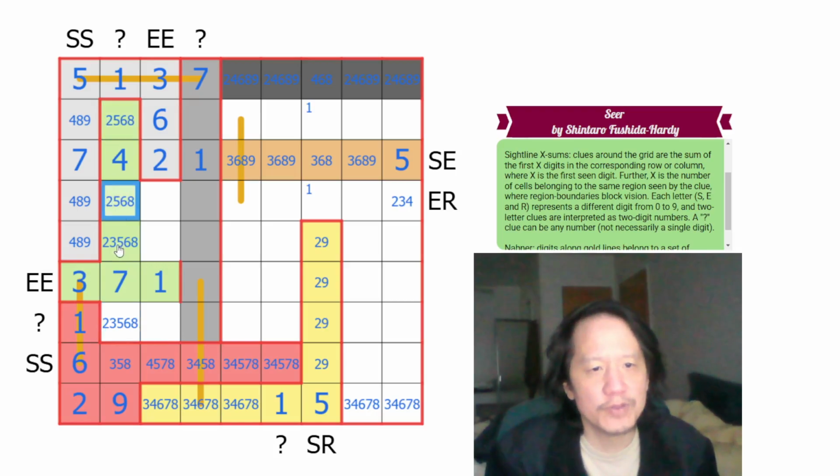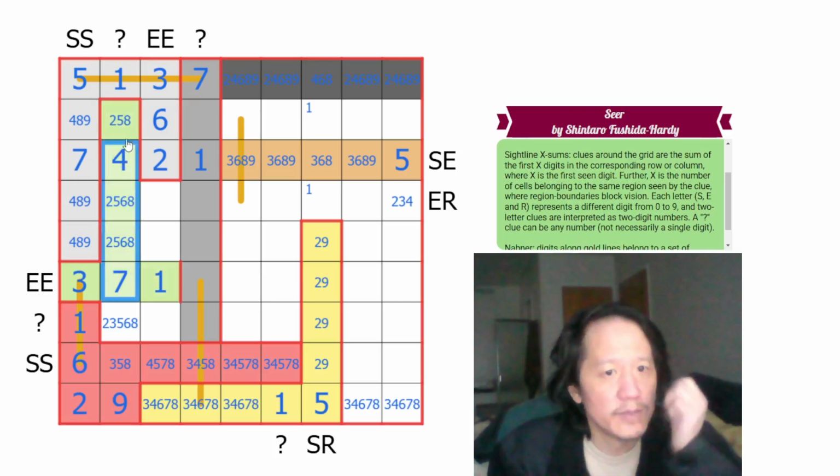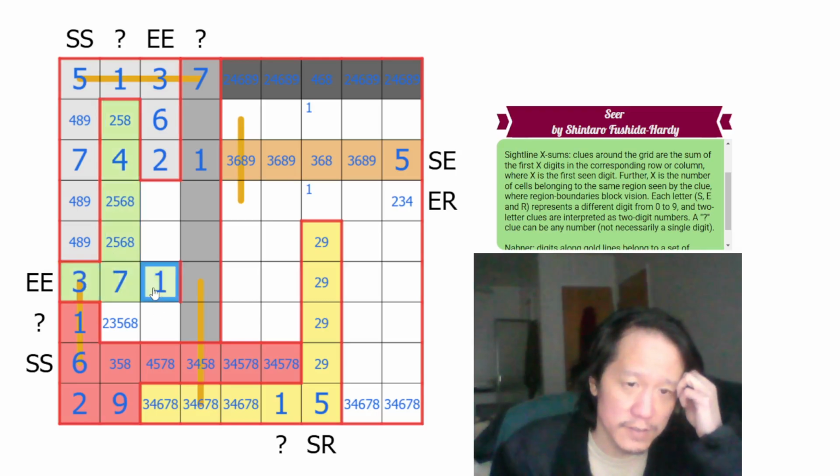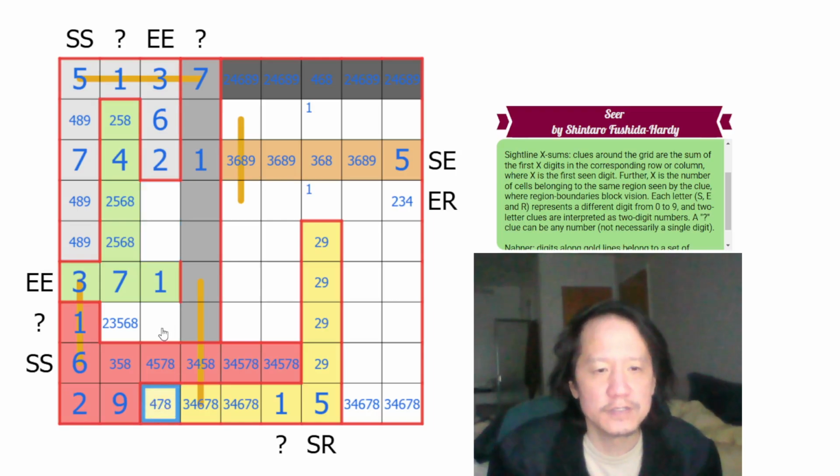Well, these can't be 3. Aha. Well, that doesn't tell us much. This can't be 6, because this is the same region as this. What about this? This can't be 3 or 6. So it's 4, 5, 7, 8, 9.